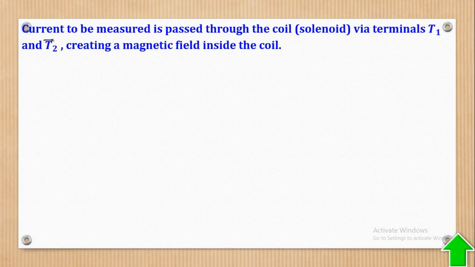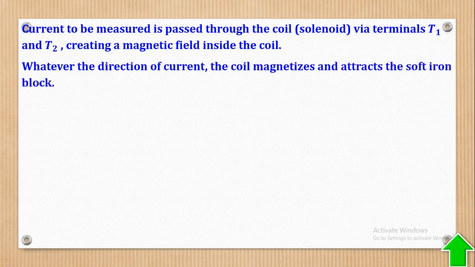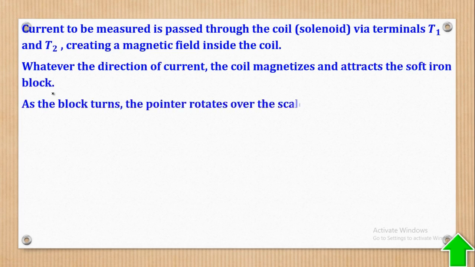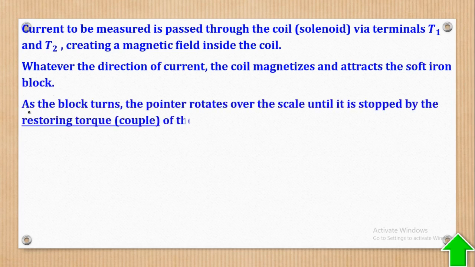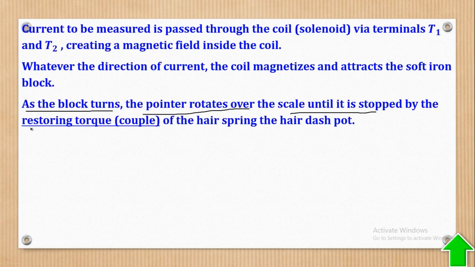So Jakama says that current to be measured is passed through the coil via terminals T1 and T2, creating a magnetic field inside the coil. Whatever the direction of current, the coil magnetizes and attracts the soft iron block. As the block turns, the pointer rotates over the scale until it is stopped by the restoring torque of the hairspring of the hair dash.